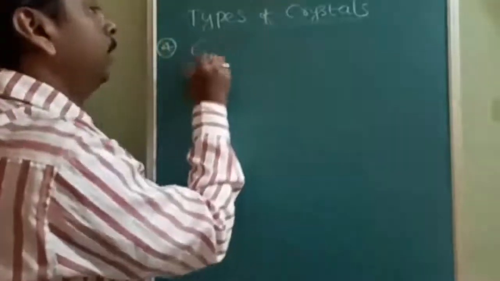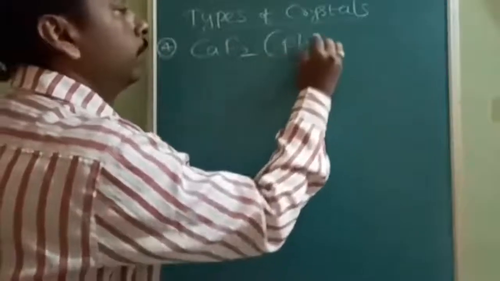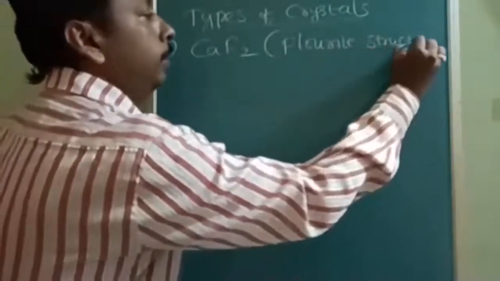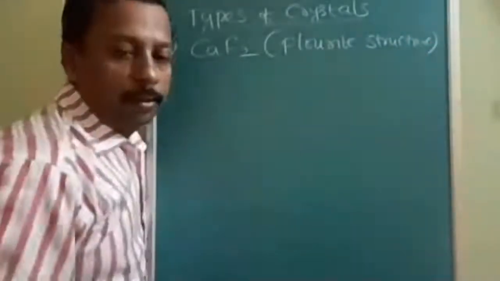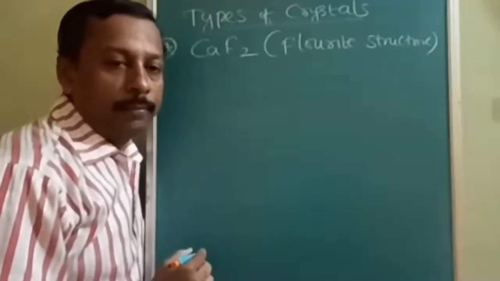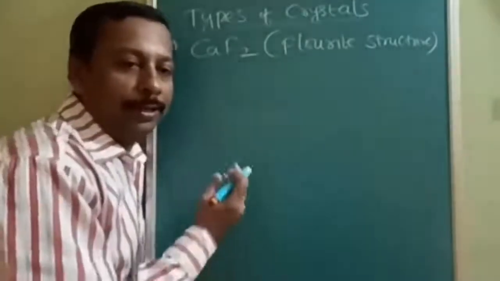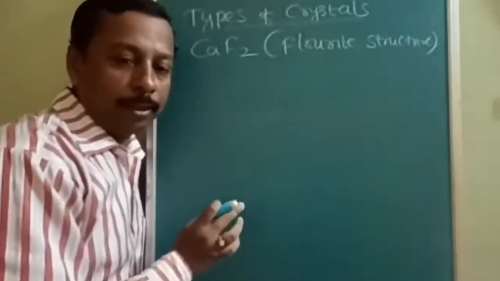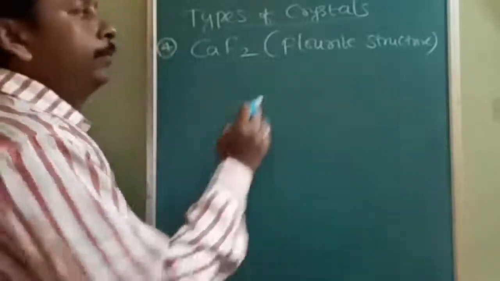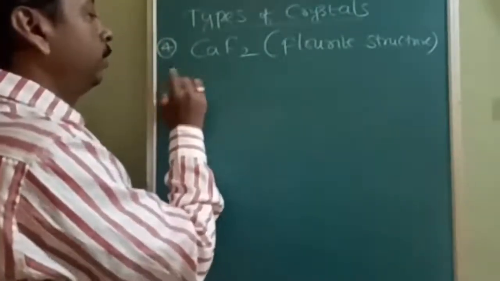First one is CaF2, the fluorite structure. What is it called as fluorite structure? In the numericals, if they mention fluorite structure, all the 7 points I am going to write are mentioned in the exam. That's why there will be difficulty to solve, so all 7 points must be clear.